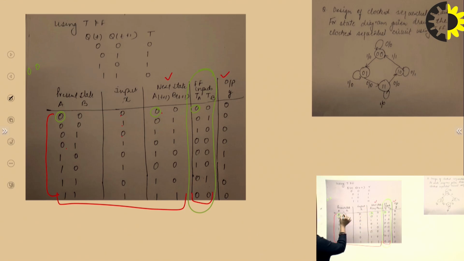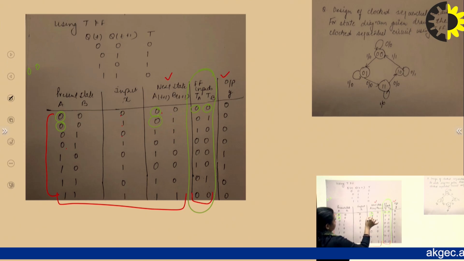Now see next. If I write for B present state and next state, B is 0, 0. So when it is 0, 0, again you will have TB as 0. Now see, in a similar way you will get present state of A as 0 and next state of A as 0. So when both the states are 0, your T is 0. Clear?